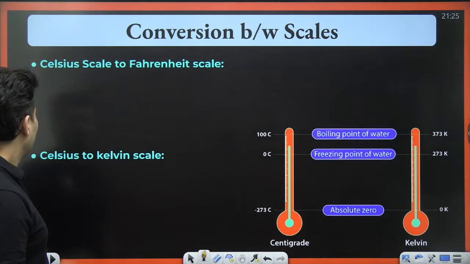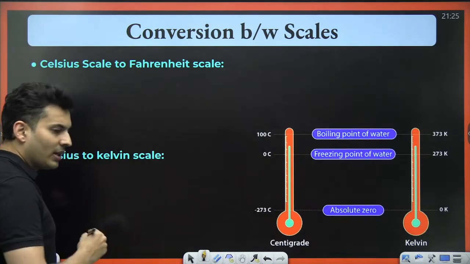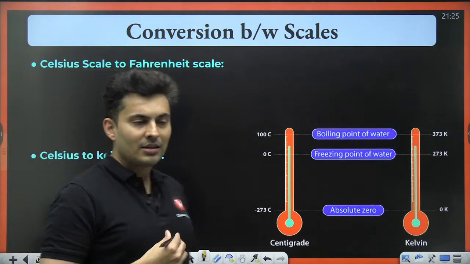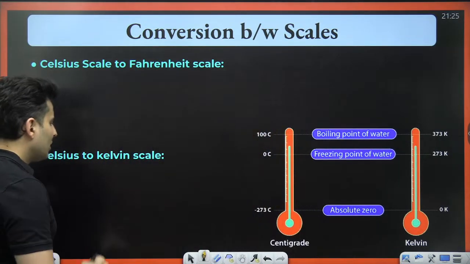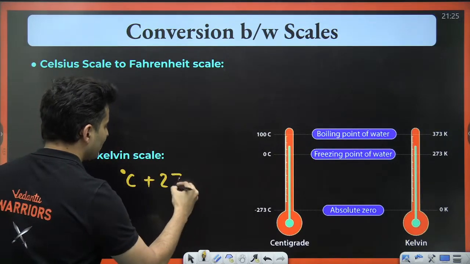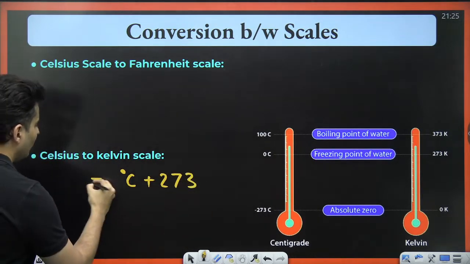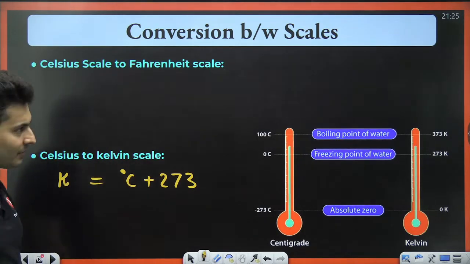Well, simple. Celsius to Kelvin is the easiest. If you have 0 degrees Celsius, that is 273 Kelvin. We all know that. So whatever you have in degrees Celsius, if you add 273 to it, then what you get is Kelvin.